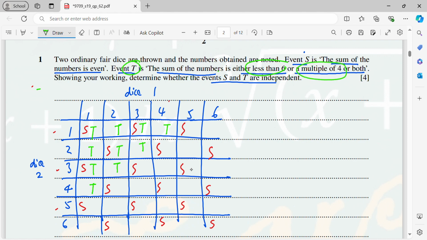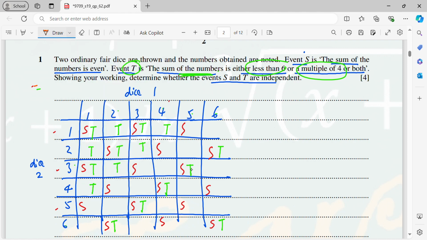Or a multiple of 4. So the sum is a multiple of 4, meaning the sum is 4, 8, 12 and so on. So 2 plus 6 is 8. Then 3 plus 5 is 8, because the 4 is already counted. 4 plus 4 is 8. 4 plus 6 is 10, cannot, we need 12, the next one. 5 plus 3 is 8. Then 5 plus 6 is 11, cannot. 6 plus 6 is 12, a multiple of 4. Then 6 plus 2 is 8. So these are the outcomes for S and T.